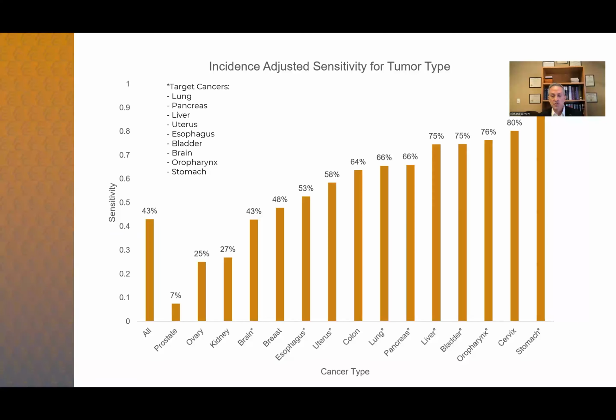You can see that for some cancer types, gastric, cervical, oropharyngeal, and liver, for example, the assay does very well because these tend to be more aggressive. They're releasing more circulating tumor DNA. But if you look at prostate, and this is true for other assays that look for circulating tumor DNA, they just don't release that much circulating tumor DNA into the bloodstream for the assay to detect. Fortunately, we do have PSA and imaging to help guide screening for prostate.